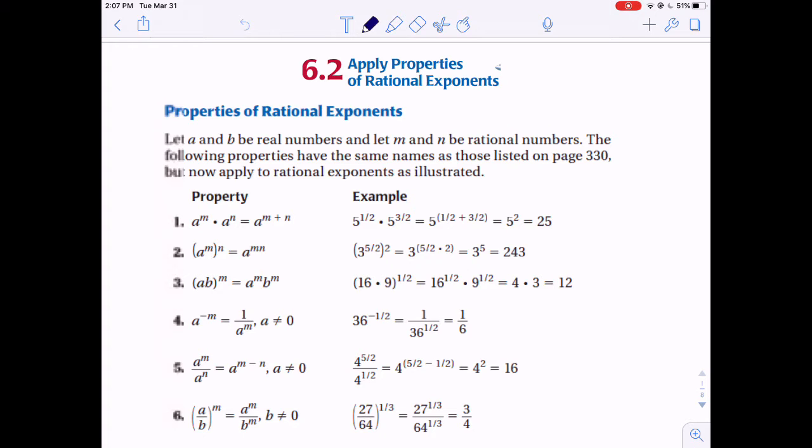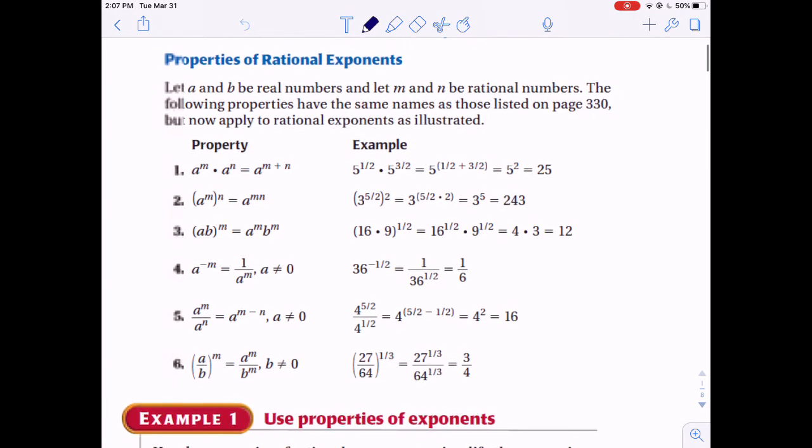So I've included this attachment. I don't think you need to print it out, but at least you can see it on your Chromebook, whatever you've got. And we're going to be doing some properties of exponents.